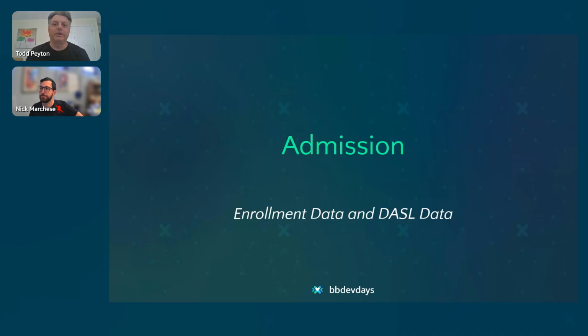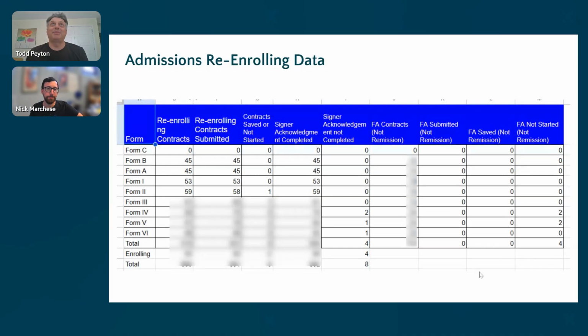This is showing admissions re-enrolling data, but it could also show it has a secondary tab for enrolling data for new students as well. Todd, just to interrupt you, sorry, we're currently seeing the admission. Oh, sorry. Good catch. You're good. Sorry about that. Thank you. I figured, Nick, you might want to be here.